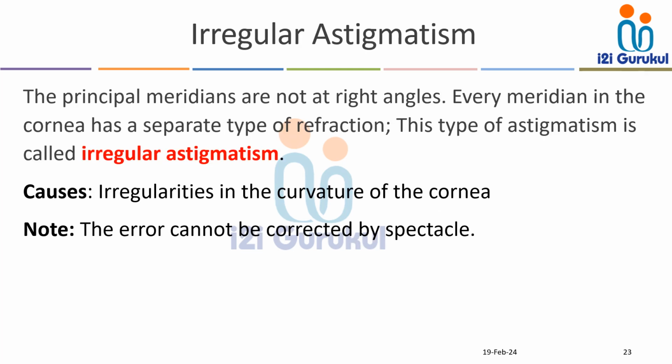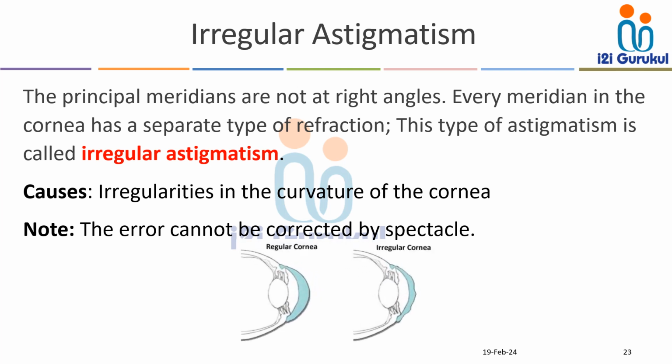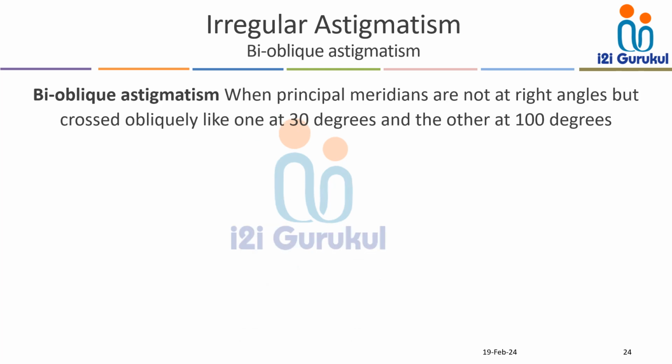Now coming to irregular astigmatism. In this condition the principal meridians are not at right angles. Every meridian in the cornea has a separate type of refraction. This type of astigmatism is called irregular astigmatism. Irregularities in the curvature of the cornea can cause irregular astigmatism. This cannot be treated with the spectacle. So correction with contact lenses will be the best option for irregular astigmatism.